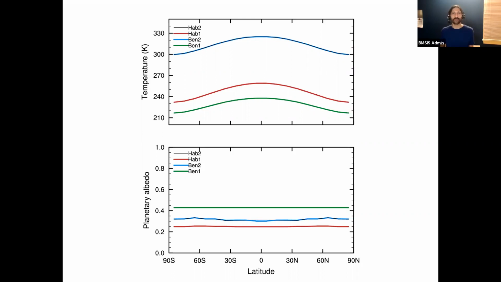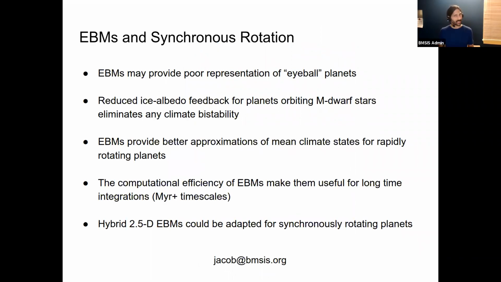EBMs are really not adequate for these eyeball planets because they're just 1 dimension in latitude. You don't have any sort of longitudinal heat transport at all. I showed hysteresis at the beginning, but around an M-dwarf star, a planet has reduced ice-albedo feedback. You really don't get this climate bistability at all, so EBMs don't really help map out that parameter space very much, other than just where you are frozen and where you are warm, and a GCM does a better job at explaining that. EBMs really are better approximations for the mean climate state for rapidly rotating planets. That would be fine for M-dwarf stars and G-dwarf stars, but the synchronous rotation really poses a problem.